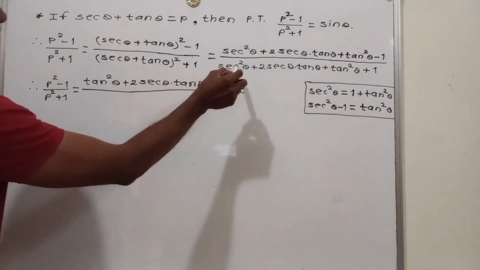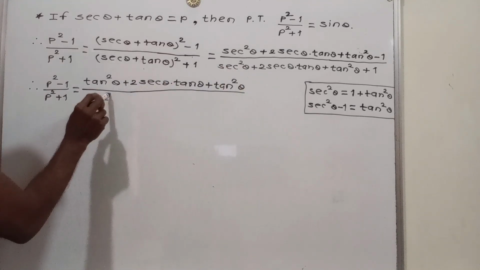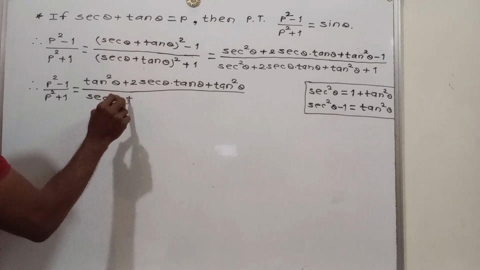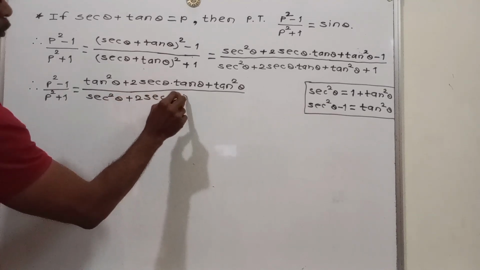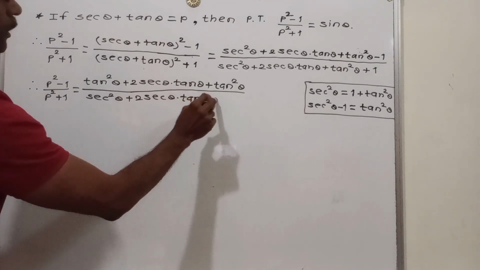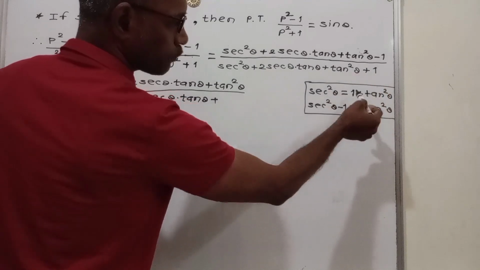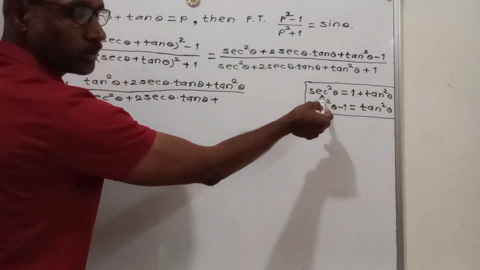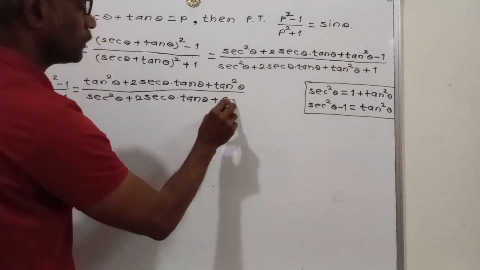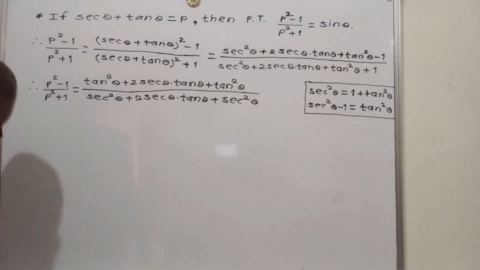Now here, see this. Here sec square theta as it is, plus 2 sec theta into tan theta, plus tan square theta plus 1, or 1 plus tan square theta. 1 plus tan square theta means what? Sec square theta. Did you get it? Very simple idea.